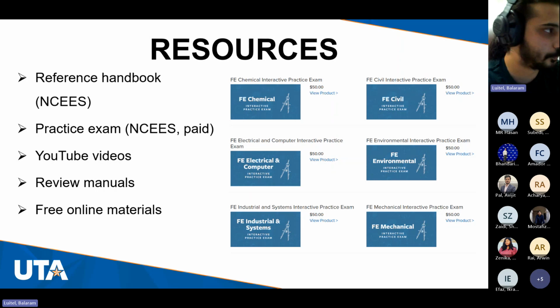If you want to get some references or resources, definitely the reference handbook from NCES. That's the most important thing. You need to know where the things are that you're gonna need. You have practice exams from NCES that are paid. It's $50 per exam.